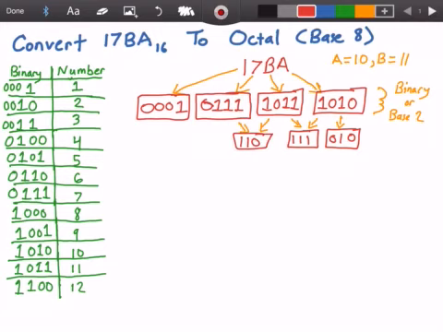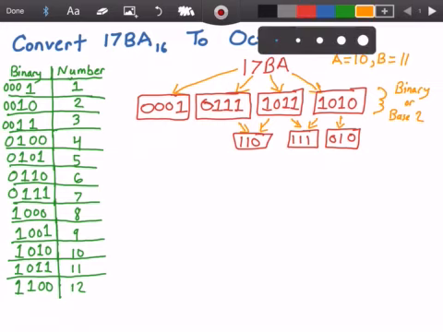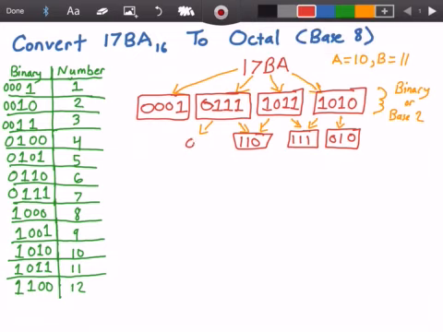Then we're going to take the 0, 1, 1 from over here. So we get 0, 1, 1. And then we're going to take the 1, 0, 0 from over here, and so we get 0, 0, 1.